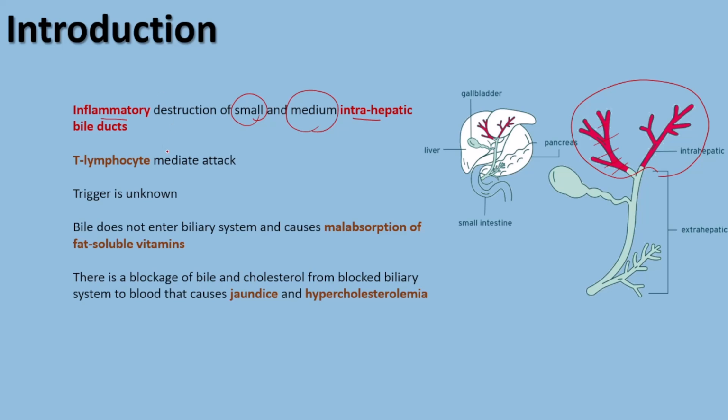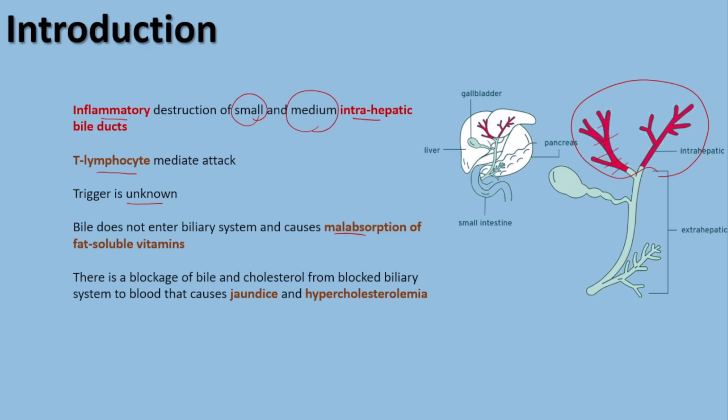The second point that you have to know for your board examination is that the trigger is unknown, but we have a T lymphocyte mediated attack against intrahepatic bile ducts. When bile does not pass through the biliary system to the gastrointestinal tract, we are going to have some problems. First of all, we are going to have malabsorption of fat-soluble vitamins, because for digestion of fat-soluble vitamins, we need bile for saponification of the fat.